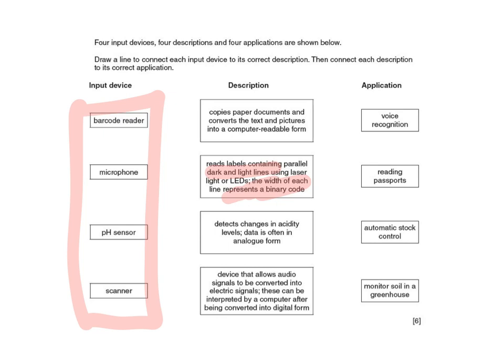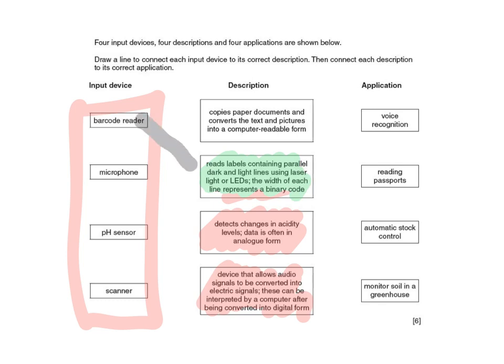Again, I know we can see it on the screen, but I haven't looked at these yet. Detects changes in acidity levels. Data is often in analog form, something to do with analog digital converter. Device that allows audio signals to convert into electric signals interpreted by a computer after being converted into digital form. Now, I'm just highlighting those to attract your attention. But the one that I'm most confident about is this one. I'm pretty sure that's barcode. So let's see if there's anything to do with barcode.